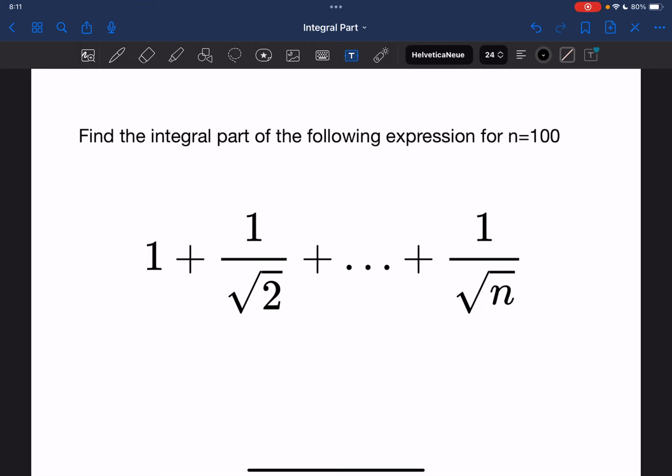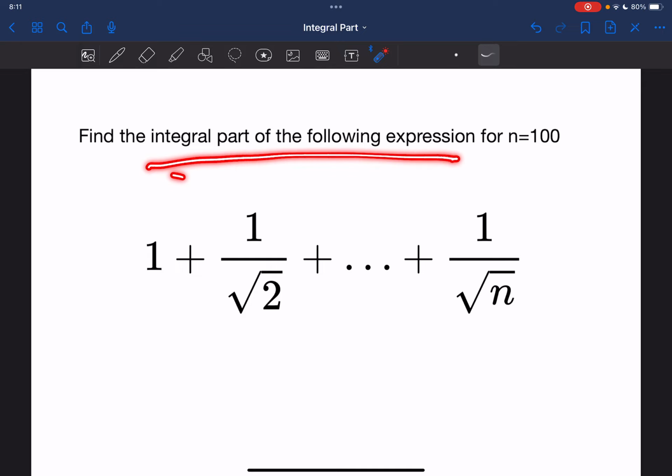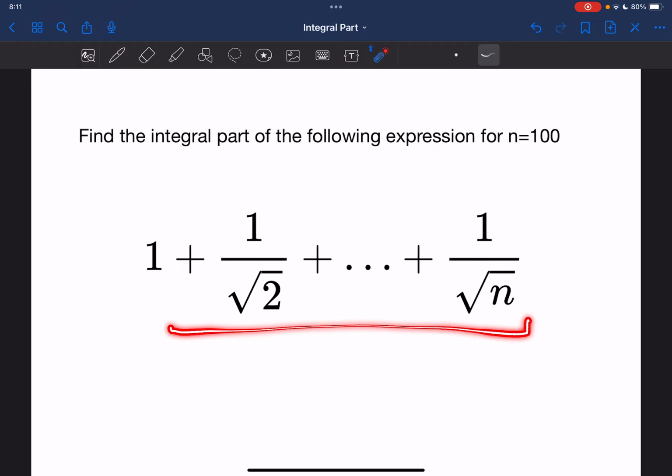In this video, we are going to solve the following problem. We want to find the integral part of the following expression. So we have 1 plus 1 divided by root 2, and we continue the sum till we get 1 divided by root n. And we want to find the integral part of this expression for n equal to 100.